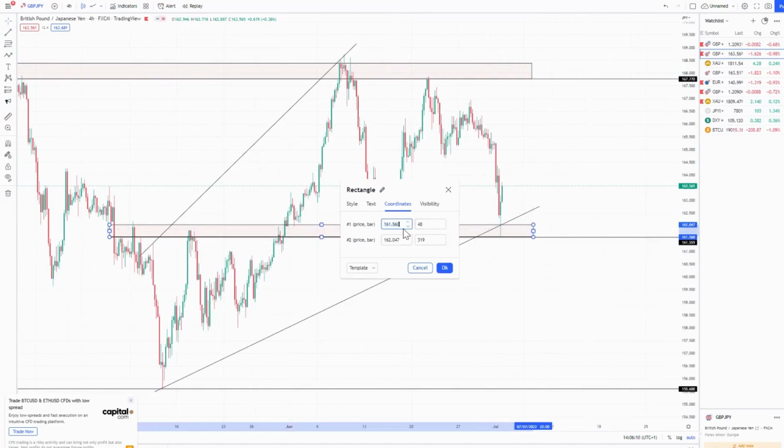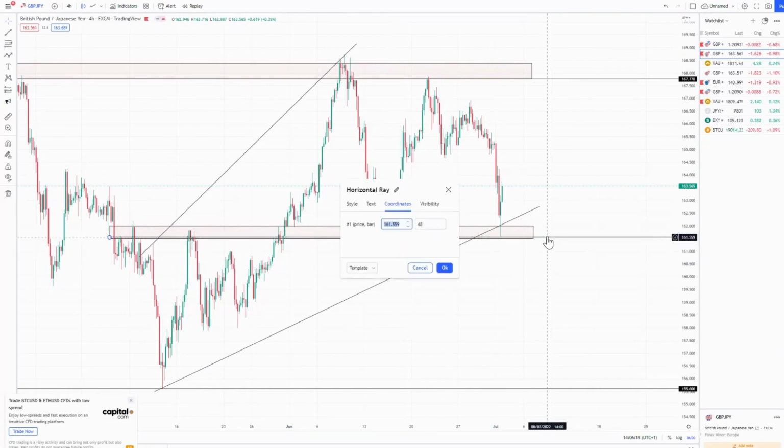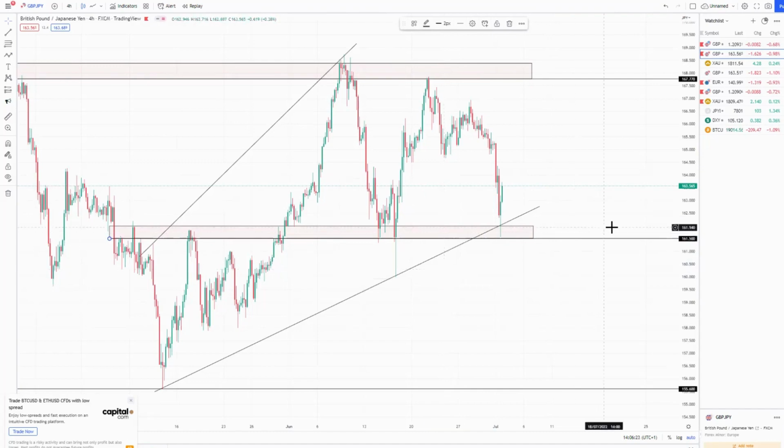Can you see how beautiful the confluence is on the support area and also on the psychological key level? On the support area and the psychological key level of 161.500 and 162.00. That's a very beautiful one. So there's high probability price continues pushing upward on GBPJPY.